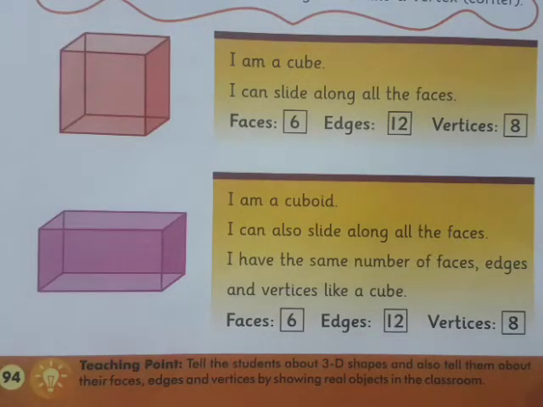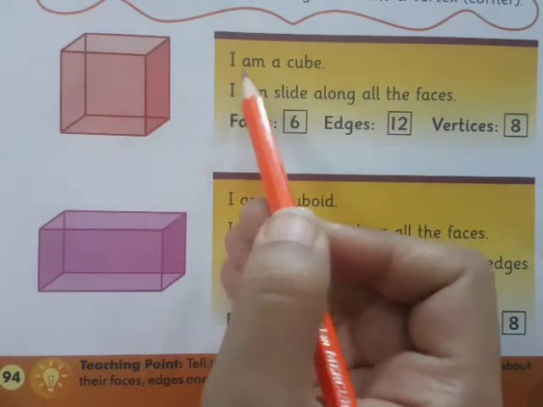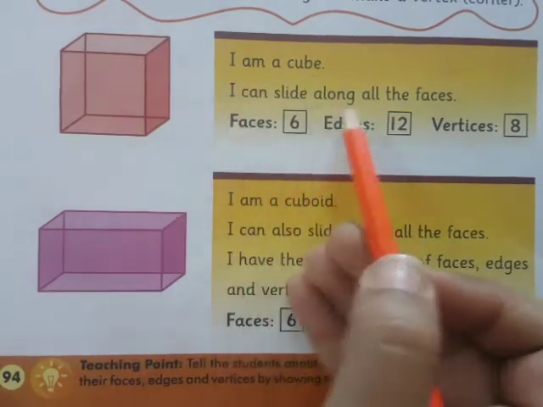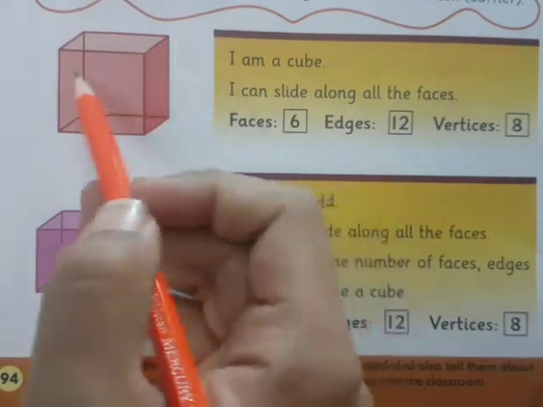Class 2, is it fun to learn about shapes? Yes, it is. Very good. Okay, now there are some other solid shapes which tell about themselves. The first one is cube. I am a cube. I can slide along all the faces.